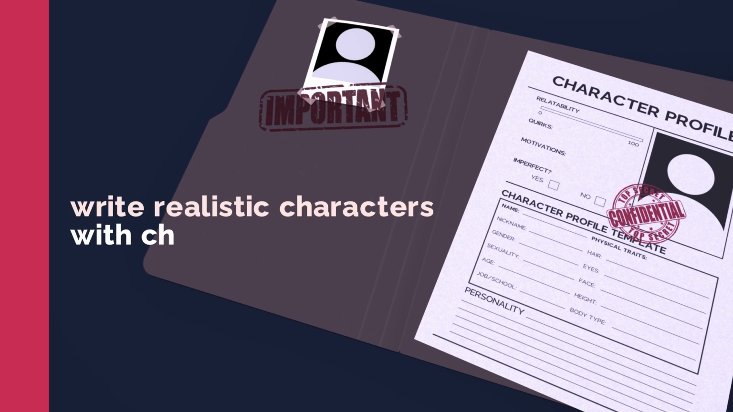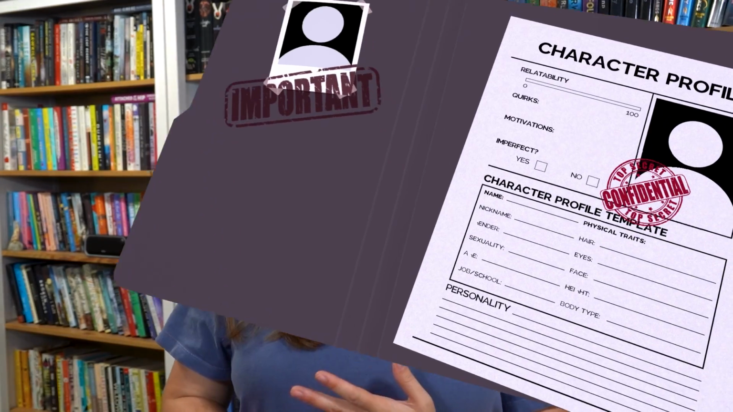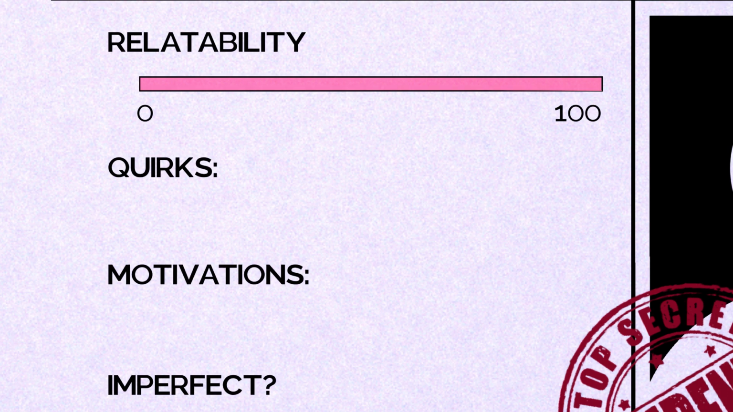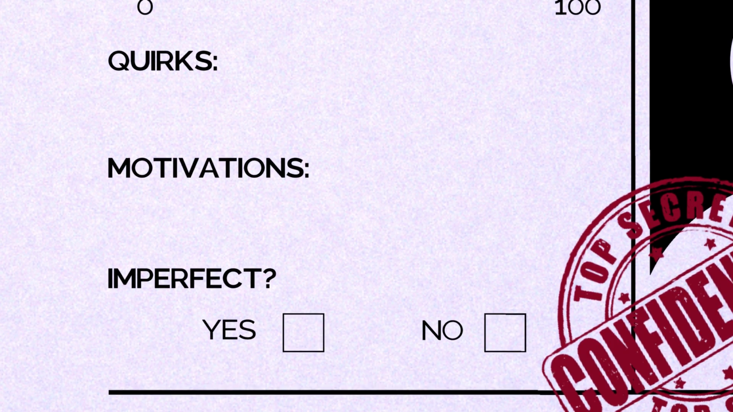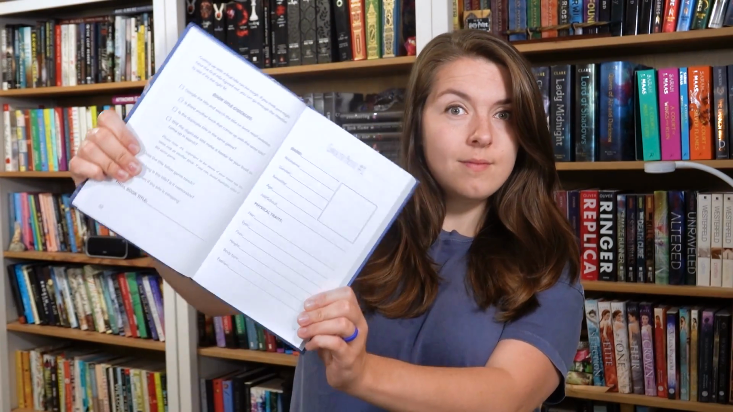I wanted to talk about what makes characters feel realistic. And I feel like it tends to come down to 4 different things. You want your character to feel relatable, a bit quirky and different, have clear motives, and be imperfect. Now, as writers, what is the best and easiest way to flesh out our characters? That is creating a character profile.